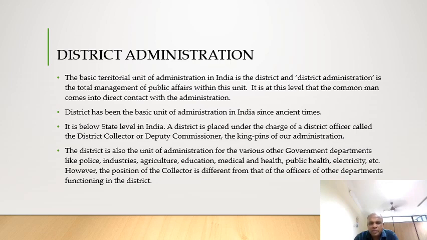They are the collector or the deputy commissioner, the kingpins of our administration. The district is also the unit of administration, with various other government departments like police, industries, agriculture, education, medical and health, public health, electricity, etc. However, the position of the collector is different from that of the offices of the other departments functioning in the district.